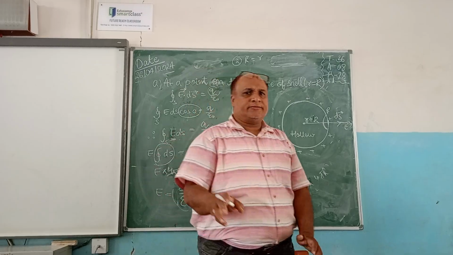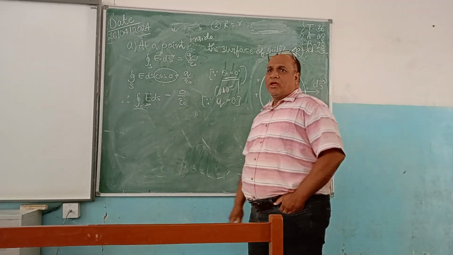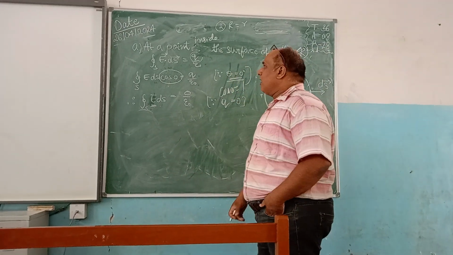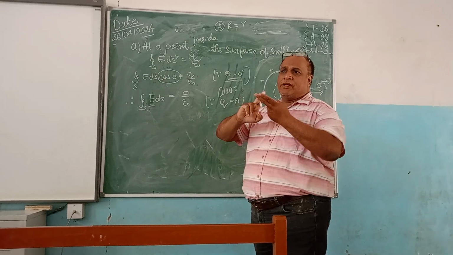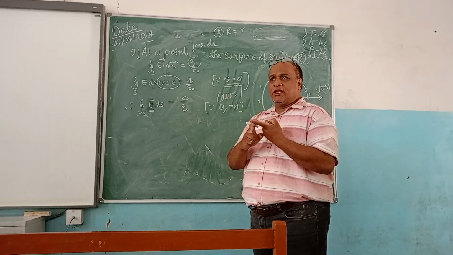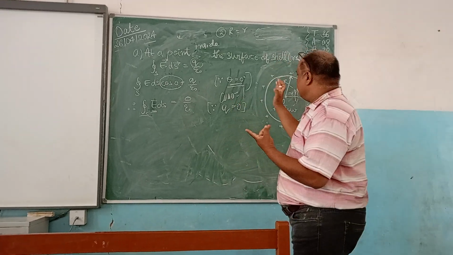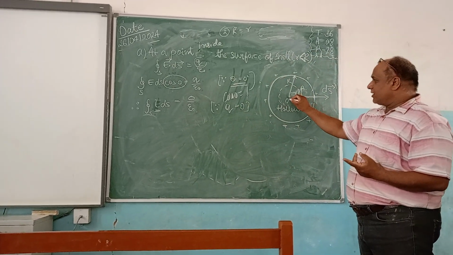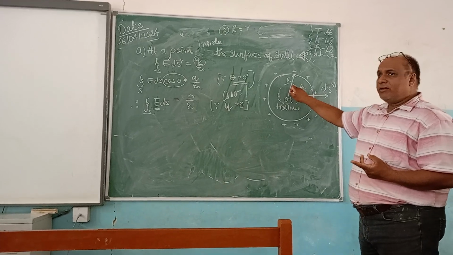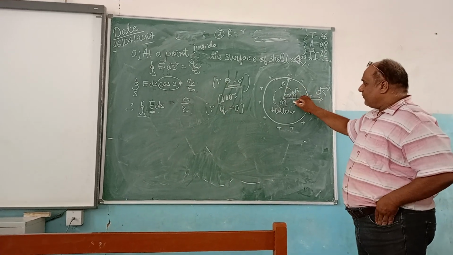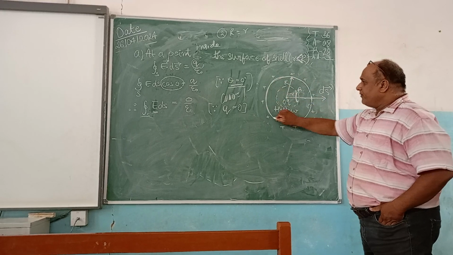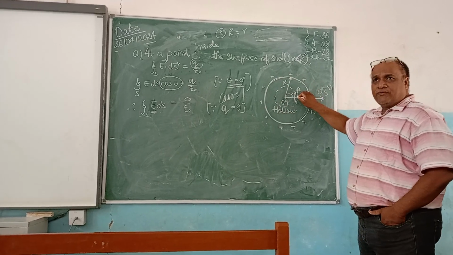The third case. Case third means, first case was when the charge is placed outside the shell, second case when the charge is at the surface of the shell, and third is when the charge is inside the shell. Now here we take a charge Q inside the shell and find out the electric field intensity. This is a sphere and here we find the electric field intensity.